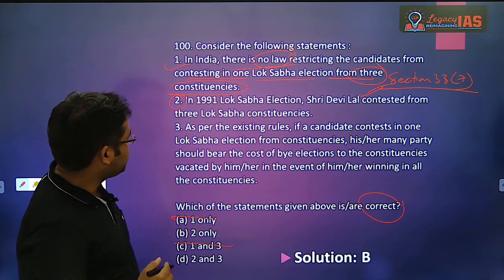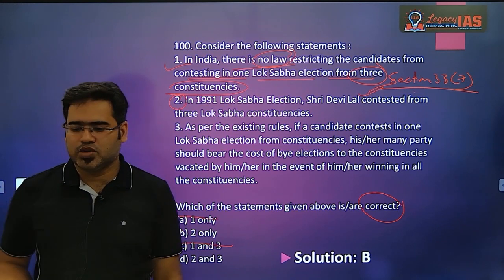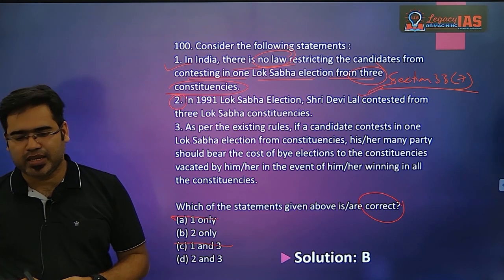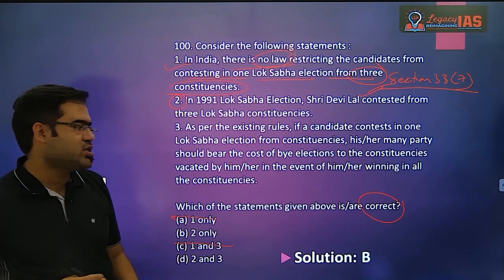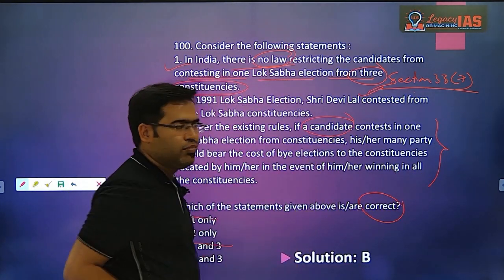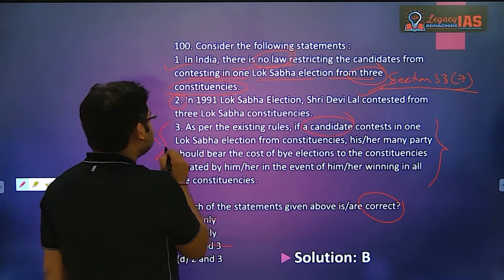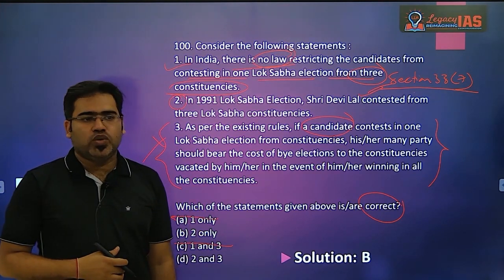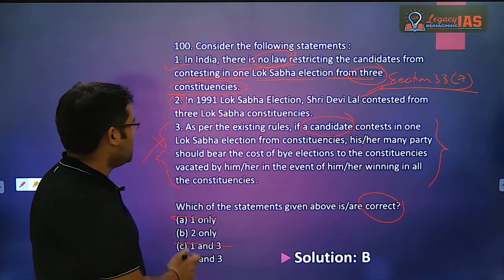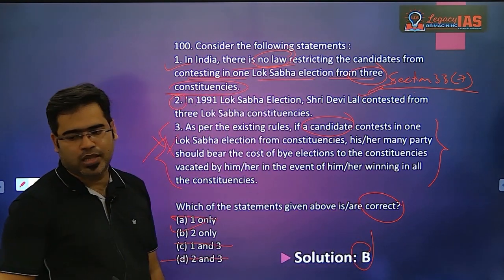And third: as per the existing rules, if a candidate contests a Lok Sabha election from multiple constituencies, his or her party should bear the cost of by-elections to the constituencies vacated in the event of winning all the constituencies. This is not right, because the candidate contesting may not belong to a political party but may be an independent candidate. And they need to file their election expenditure separately for separate constituencies. So the third is not the right answer. The answer will remain B only. The correct answer will be B.